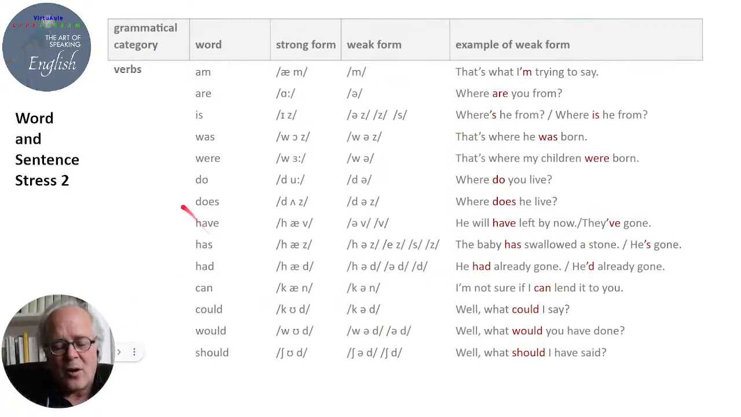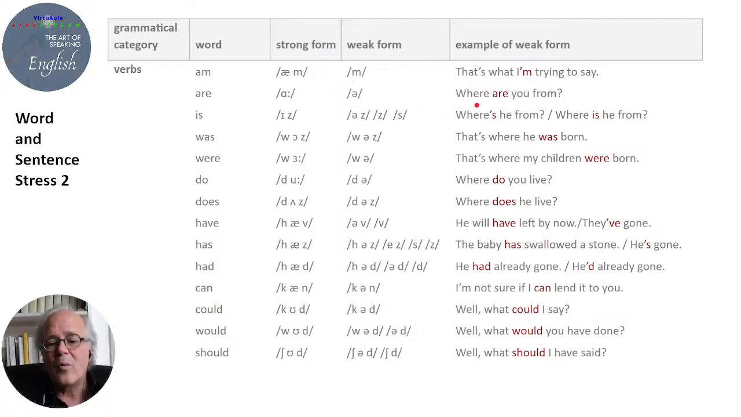Okay, I have a whole table here of verbs. These are the verbs that could be considered as function words with strong and weak forms. So that's what I'm trying to say. I am, that's the usual. I am a person gets weakened to the contracted form. The contraction is actually a weak form of the verb.